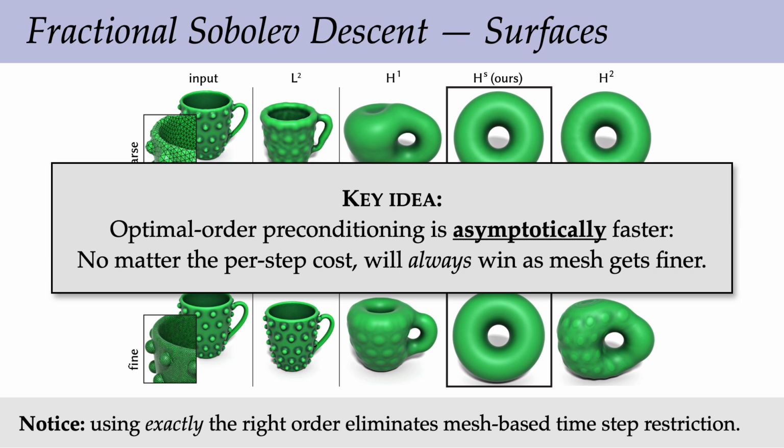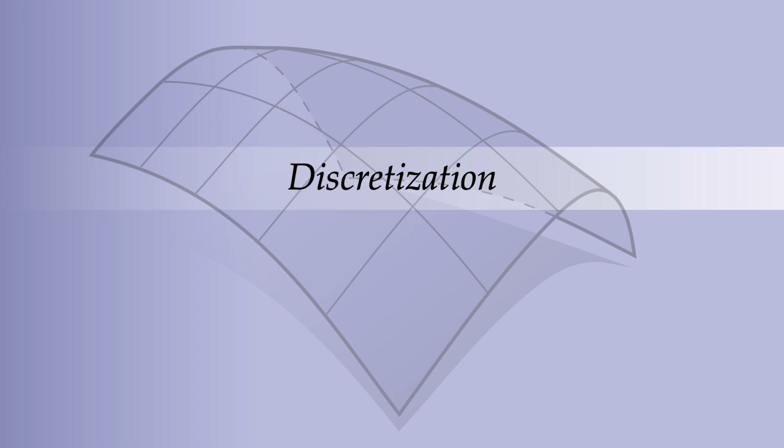If we can construct a preconditioner whose order perfectly matches the derivative of the energy, then optimization becomes asymptotically faster than other preconditioners, which means even if there are very different per step costs, the optimal order scheme will always win out as the mesh gets finer. Of course, our goal is going to be to make the per step cost very small, which we'll do in just a minute. But first, to do any kind of computation or optimization, we need to discretize our energy.